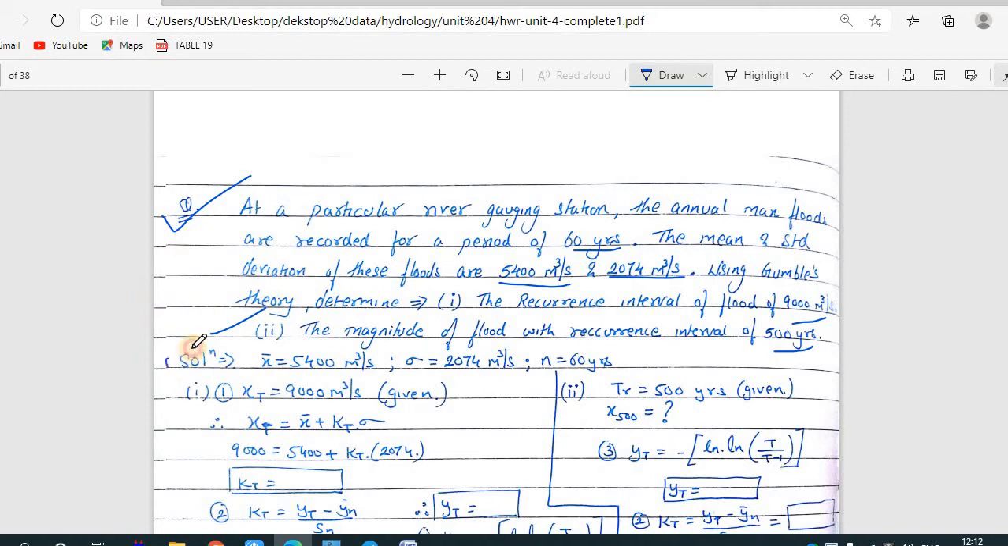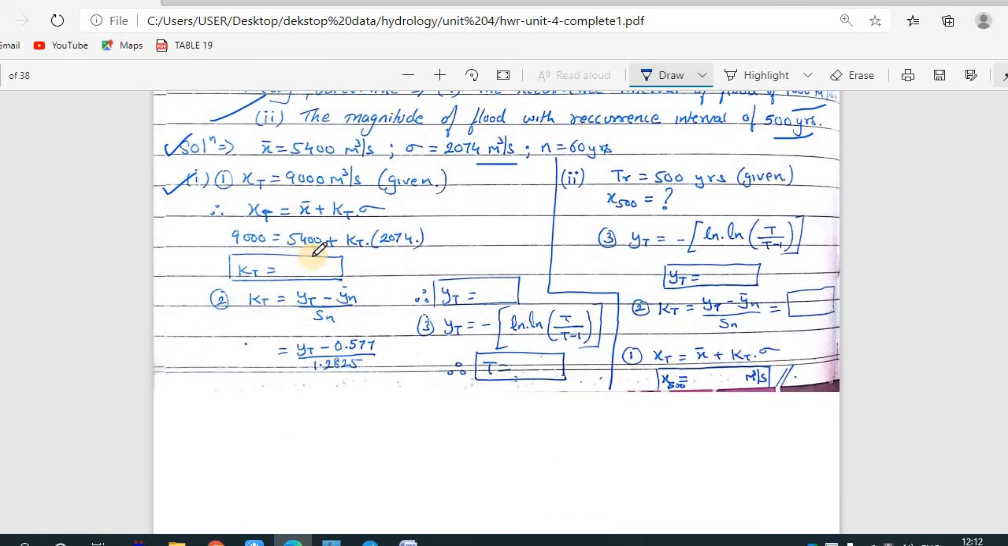We'll first write the given parameters. So x bar, which is the annual flood value, is given as 5400 meter cube per second. Standard deviation sigma is given as 2074 meter cube per second. The xt value is also given. In the first case, the xt value is 900 meter cube per second. So from here we can calculate the value of kt. You will have to calculate this value as kt.